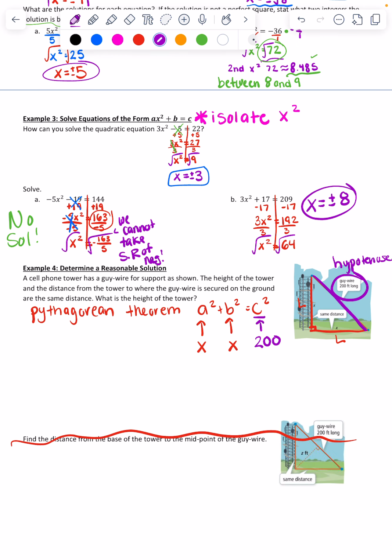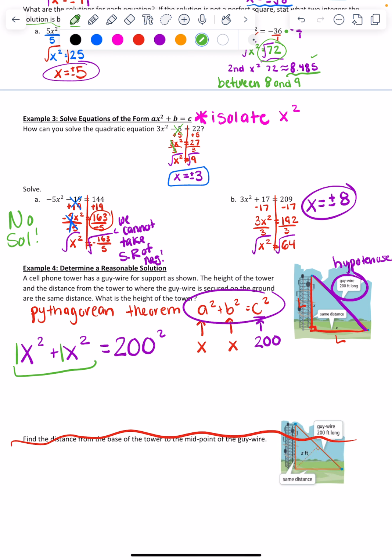When we plug everything into the Pythagorean theorem, we square each leg, so x squared, and add those together, and then we set that equal to our hypotenuse squared. Our goal is to simplify this. On the left-hand side, we have like terms, x squared and x squared, and we can add those together. We don't add the exponents. The exponent stays exactly the same, along with the variable. We only add the numbers out front, so we get 2x squared. On the right-hand side, 200 squared, let's punch that in our calculator. It looks like that is 40,000.